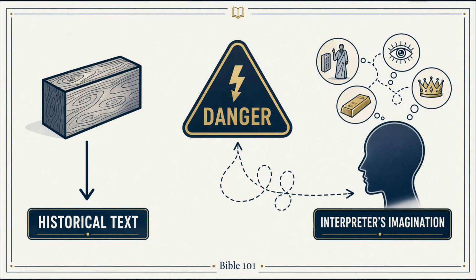And that brings us to that danger zone I mentioned, allegorizing. This is what happens when we basically throw the historical story out the window and start hunting for secret symbolic meanings. Like someone might say the acacia wood in the tabernacle represents Jesus' humanity and the gold overlay represents his divinity. It sounds really spiritual, right? But it's not based on the text. It's based on pure imagination.